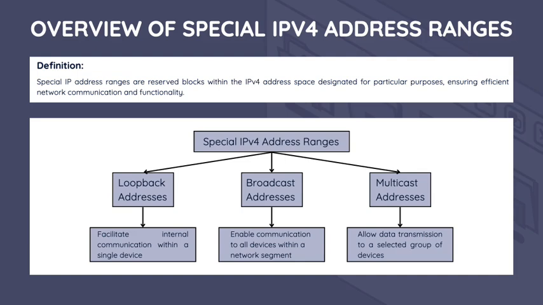These special addresses fall into three key categories. The first one is loopback addresses. They allow internal communication within the same device. The second one, broadcast addresses. These let us send messages to all devices within a network. And the third one, the multicast addresses. These are used to send data to multiple devices at once without flooding the entire network. Understanding these is essential for configuring networks, troubleshooting connectivity issues, and ensuring smooth data transmission.